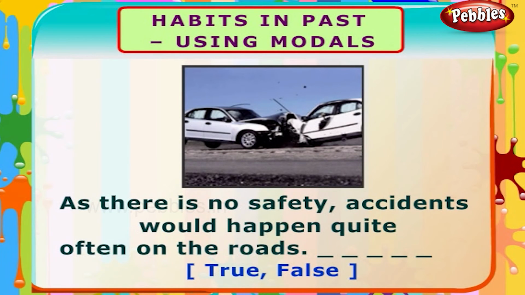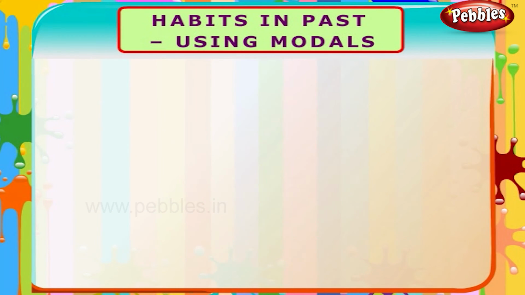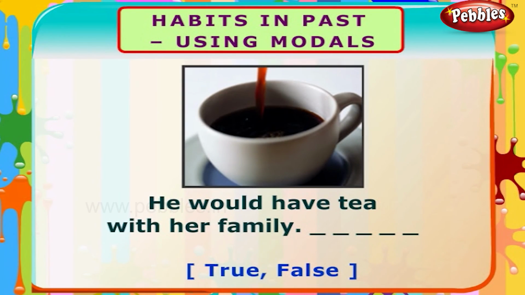As there is no safety, accidents would happen quite often on the roads. False. He would have tea with her family. True.